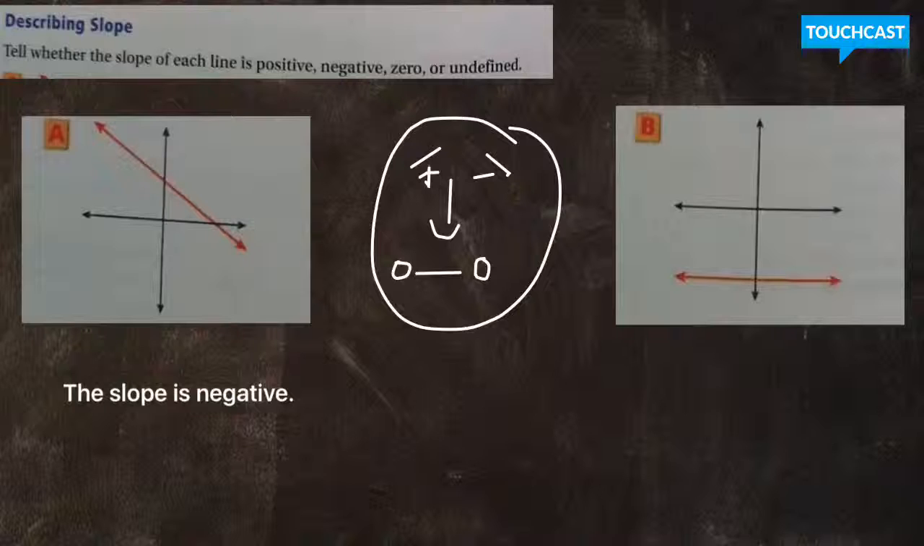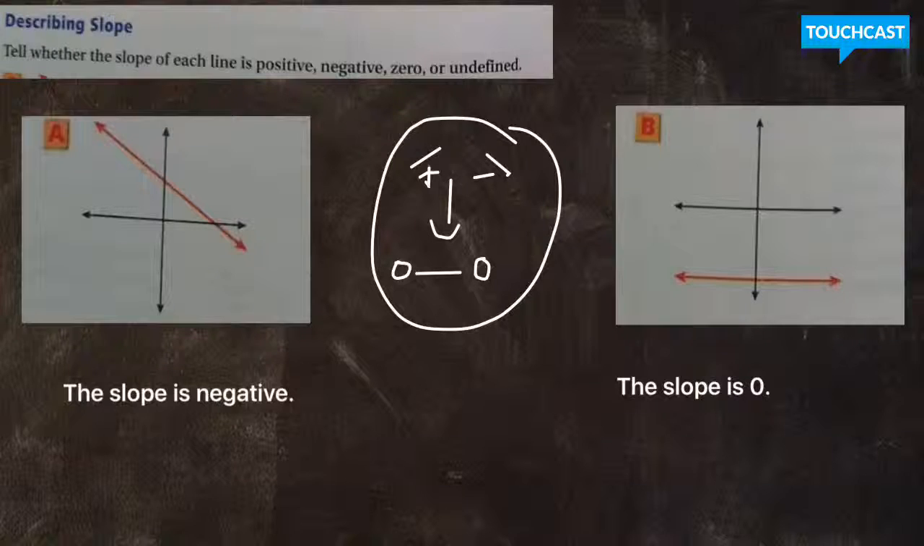Alright, let's look at B. B is just a horizontal line. If we look at Mr. Slope Guy's face, the horizontal line on his face has two dimples that look like zeros, which means that the slope is 0. And that's all we have to do for those examples.